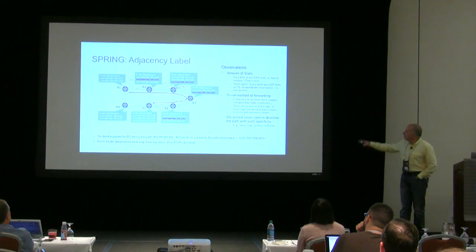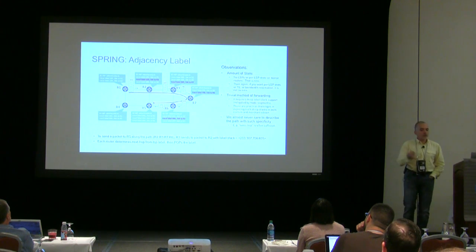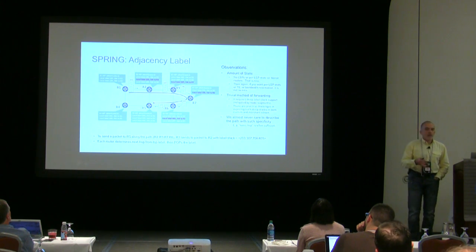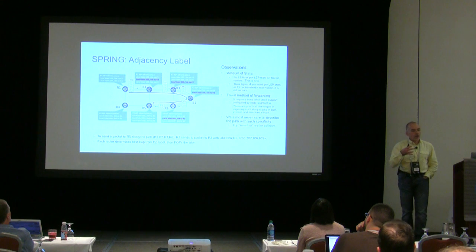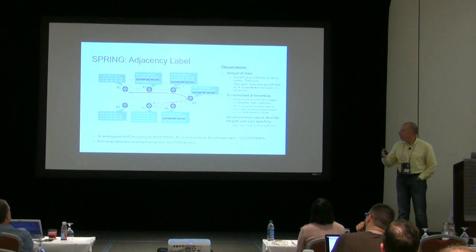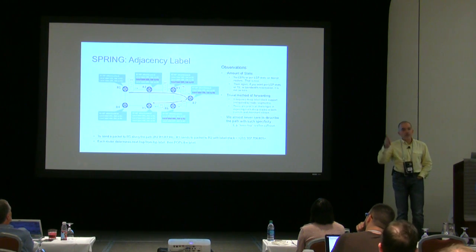Then again, there's the notion of a loose hop as well, just like in traditional MPLS. If you didn't care to describe the path in that level of detail, you don't have to put all that level of detail in the packet. Then you can just use shortest path forwarding for pieces that are missing in the header.